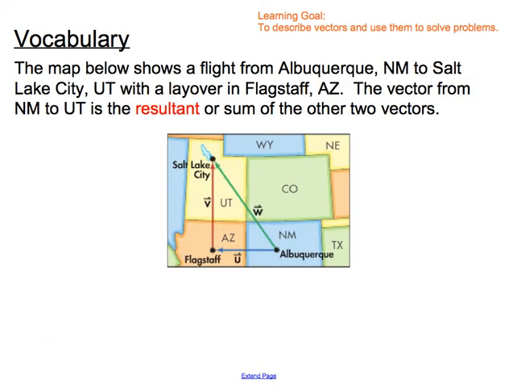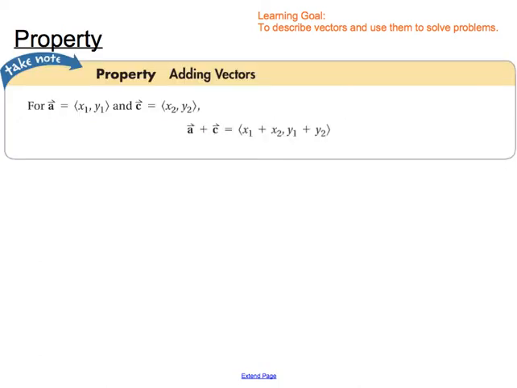So here we have a new vocabulary word, a resultant. And a resultant is given as the sum of two other vectors. So in this case, we have a plane traveler. They're going from Albuquerque to Salt Lake City, but they have a flight that stops off in Flagstaff first. So they do two things. They combine vector u with vector v, but the end result of their travel still ends up being that they go from Albuquerque to Salt Lake City. So the resultant vector here is vector w. And so this leads us to a property.